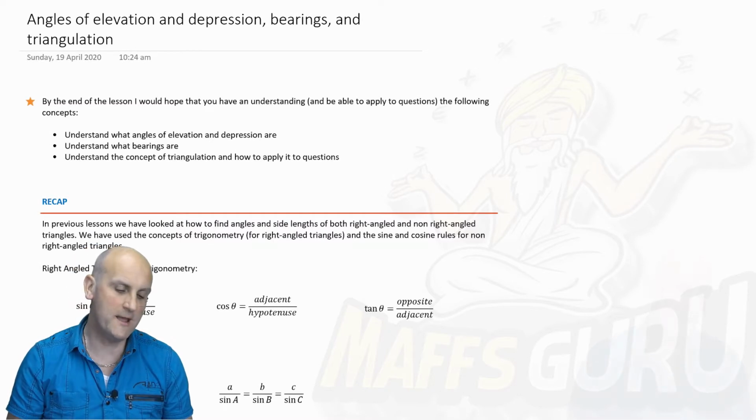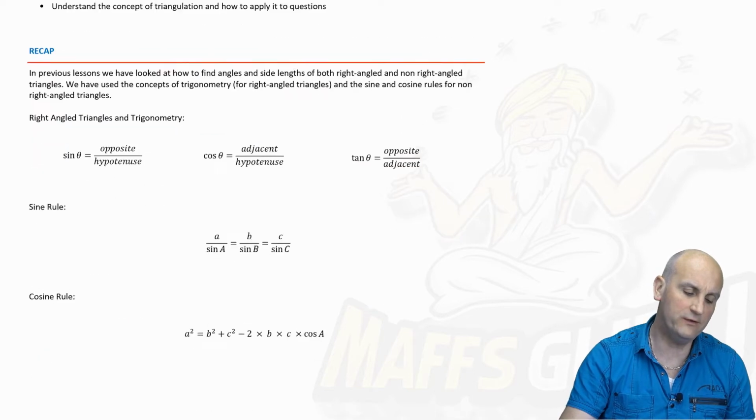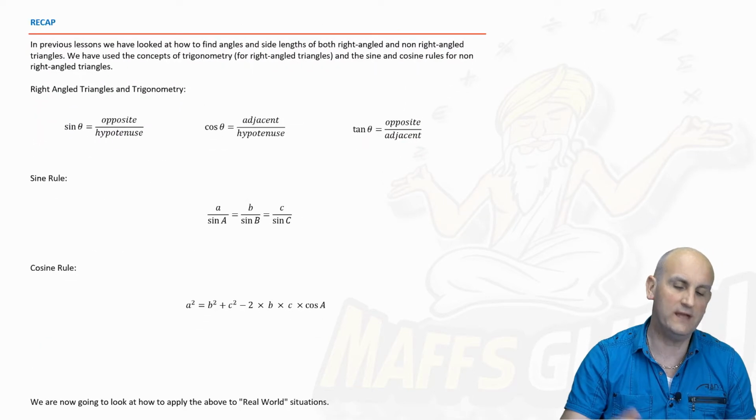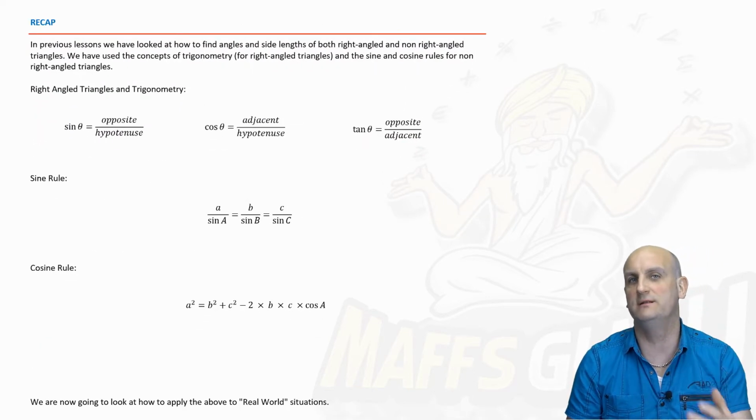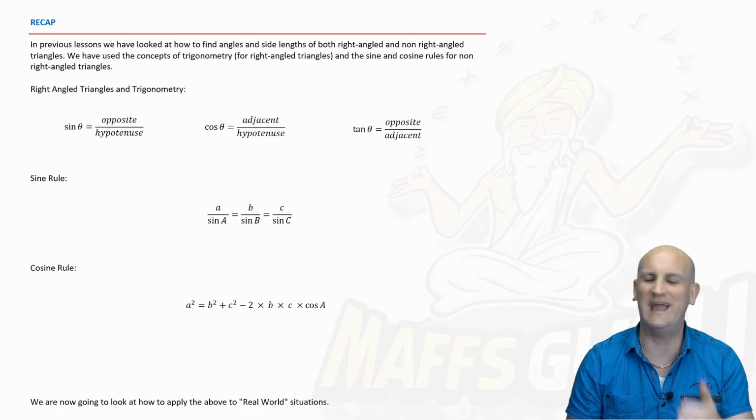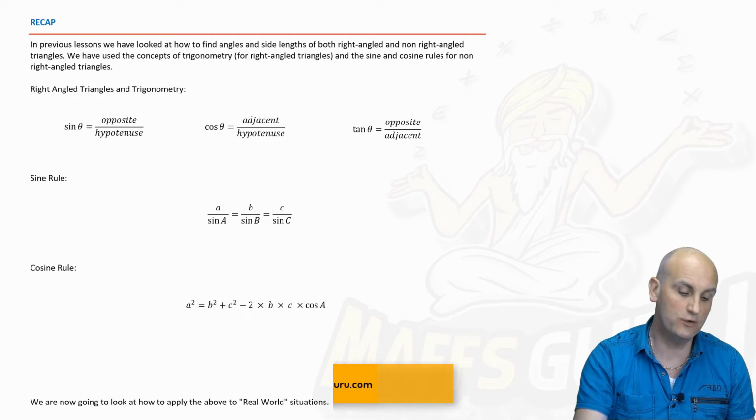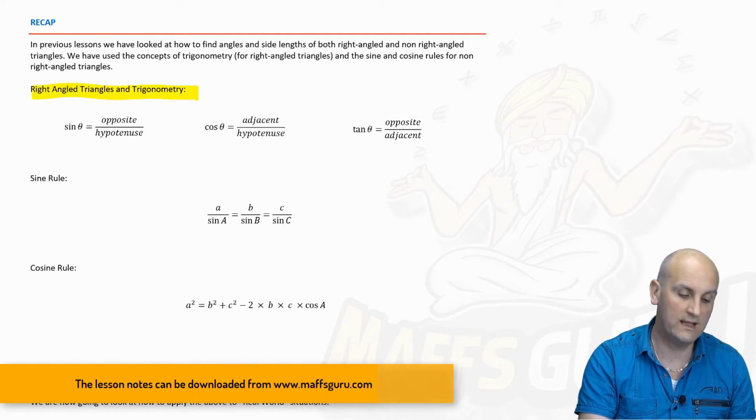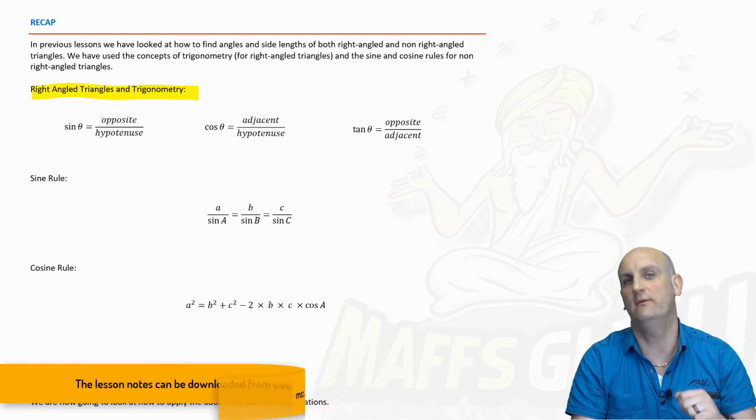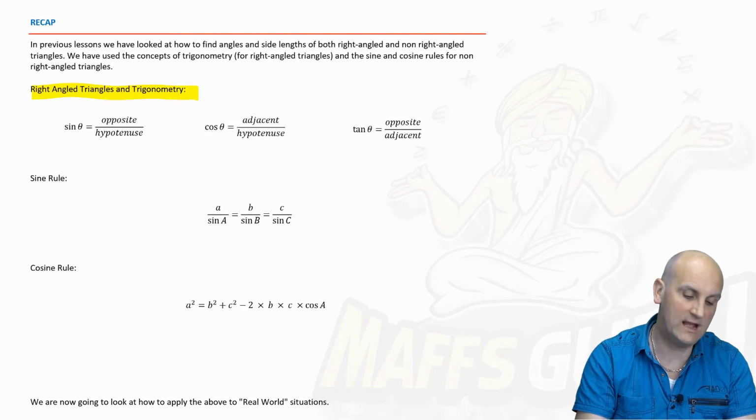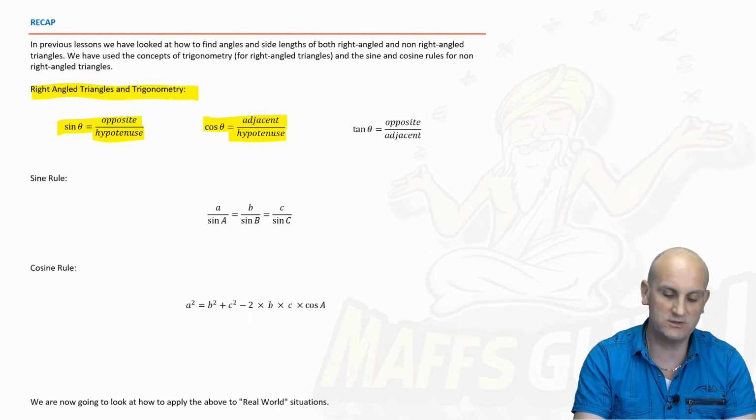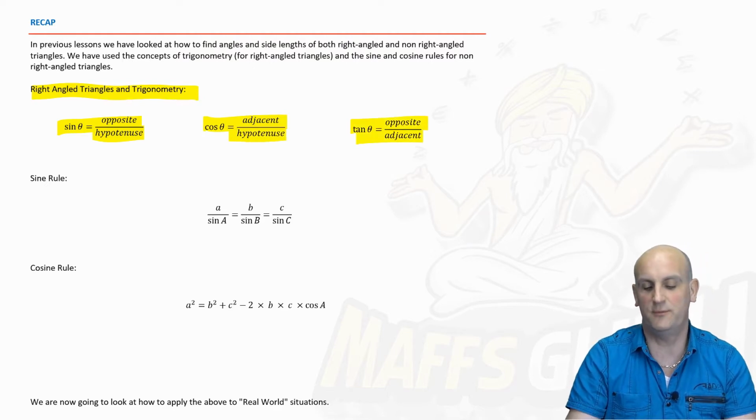To recap those videos, if you remember, when we have triangles, there are certain areas of theory that we can use to help us find missing angles or missing side lengths. So for right angle triangles, we have SOH CAH TOA, where we have these identities to find the sine of an angle, you have the opposite over the hypotenuse, cosine of an angle, adjacent over hypotenuse, and tan of an angle is opposite over adjacent.